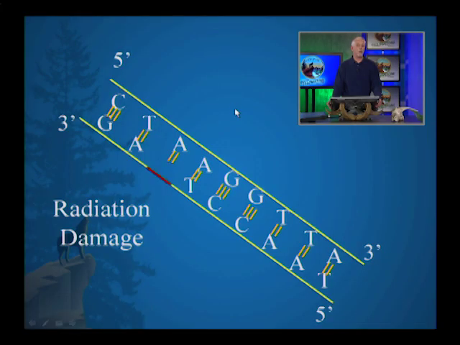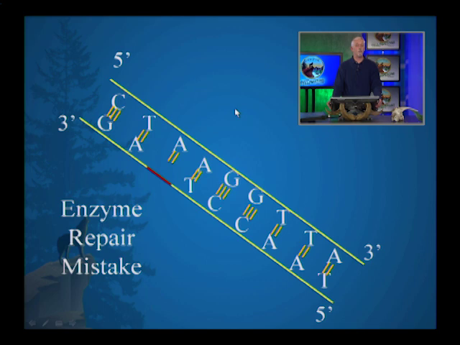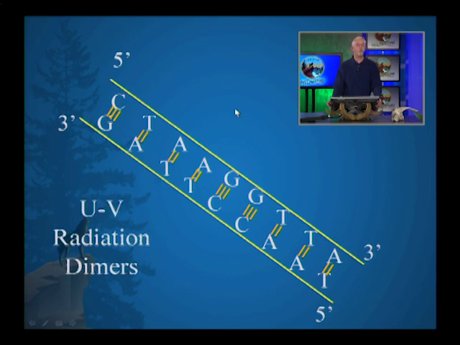So again, when we look at what leads to actual damage to the DNA strand, some of it is radiation. Radiation damage can literally knock out nucleotides. We have enzymes that will come in and repair those, but they don't necessarily repair faithfully. So you can end up with mistakes being made there.